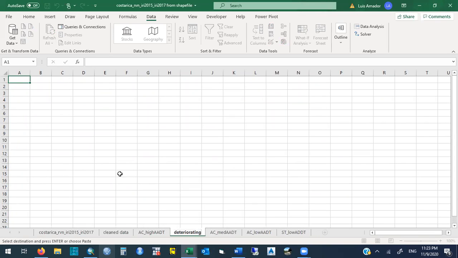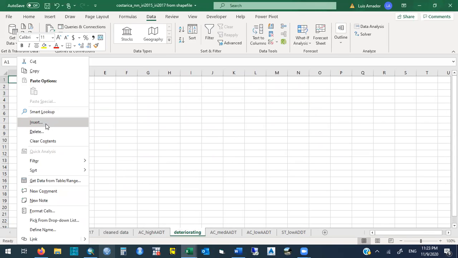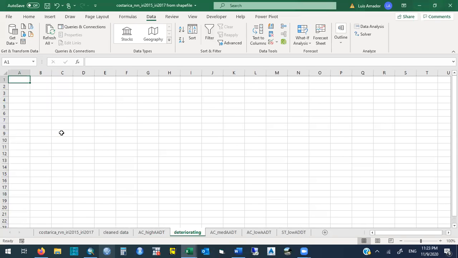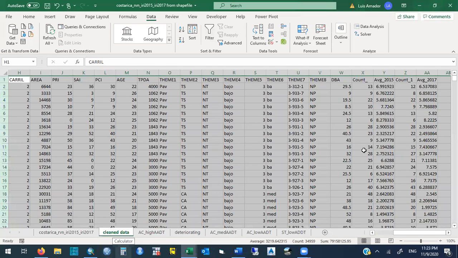As a matter of fact, I made a little mistake. I should have separated deterioration from improvement before, at the very beginning, to avoid having to do it for each of them. When I clean the data, I should have put the criteria and filter based on that, right?